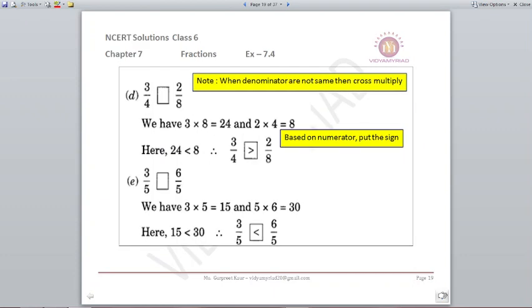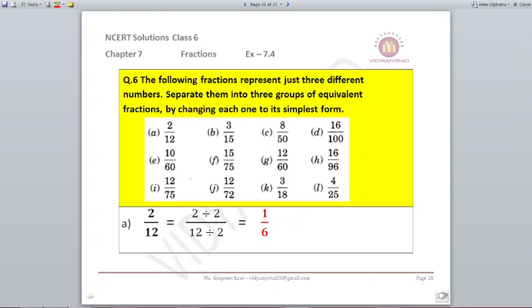Next, 3 upon 4 and 2 upon 8. 8 3s are 24, 4 2s are 8. 24 is bigger. Therefore 3 upon 4 is greater than 2 upon 8. Next, 3 upon 5 and 6 upon 5. We will cross multiply. 5 3s are 15 and 6 5s are 30. So we know that the right hand side is bigger, or otherwise also you have the same denominator 5. In the numerator we have 3 and we have 6. So 6 is a bigger number, so we will put the greater than sign towards that side.